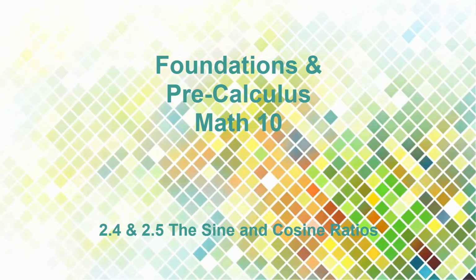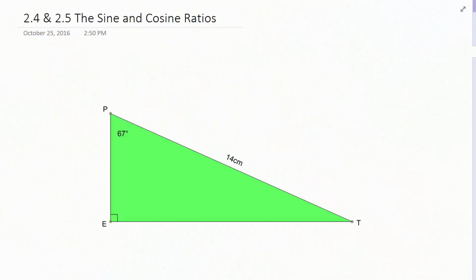Today, sections 2.4 and 2.5, the sine and cosine ratios. When we are working with right triangles, we have seen that using the tangent ratio, the Pythagorean theorem, and the fact that the angles must all add to a sum of 180 degrees can work very well to find the missing side lengths and the angles. But in all of the cases that we've done so far, we've been given information about one or both of the legs and never about the hypotenuse. Today, that all changes.